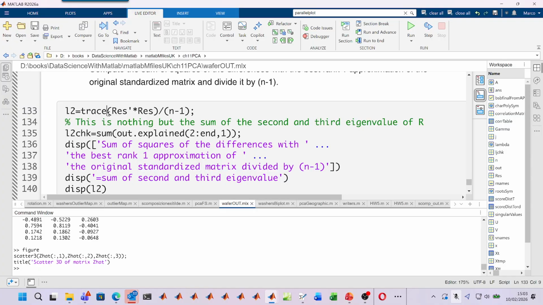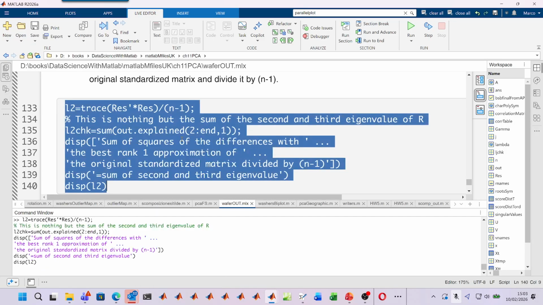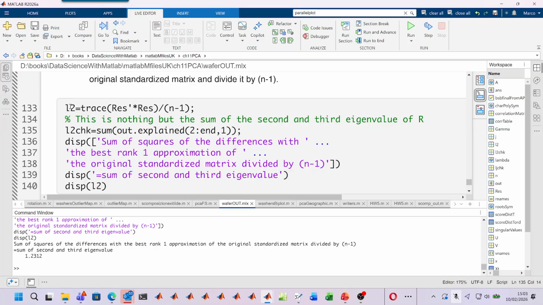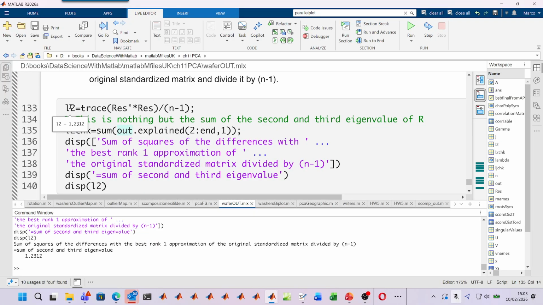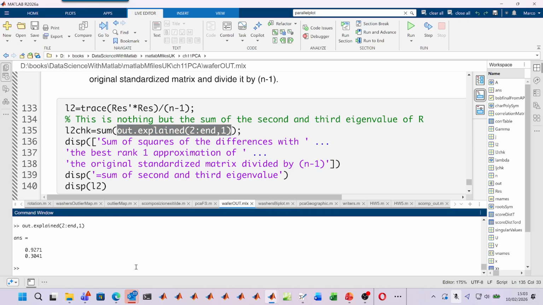At the end of the day, the eigenvalues make the game. This thing here is just the sum of the second and third eigenvalue. This quantity here is 1.231, and this is the sum. So you have 3 eigenvalues, out dot explained. Here you have 3 eigenvalues.